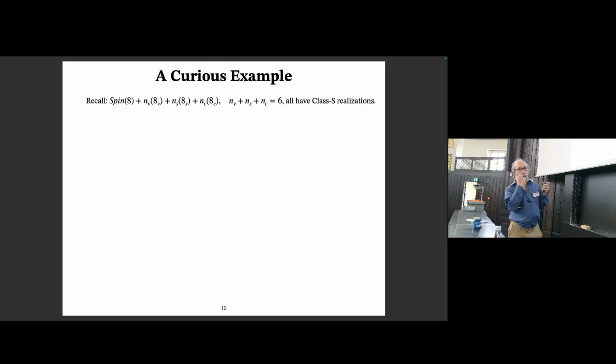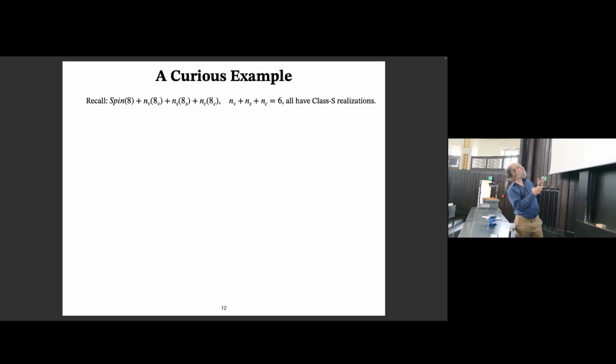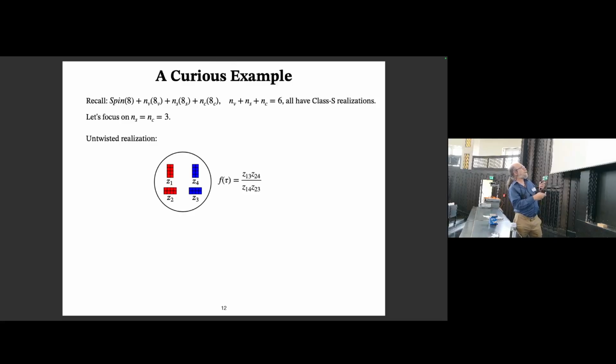And I will now give you a very curious example of that. For any values of n_v, n_s, and n_c that add up to 6, we get a conformal, Lagrangian N=2 superconformal theory with a spinate gauge group, all of which have class S realizations of one sort or another. But let's focus on the case where 2 of these are 3 and the other one is 0. Here's a realization in the untwisted sector.